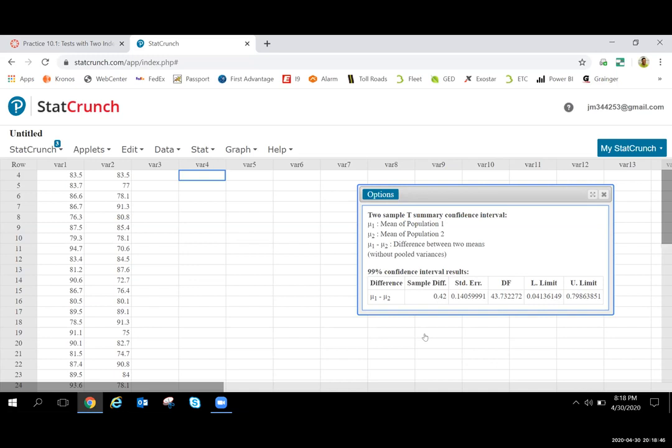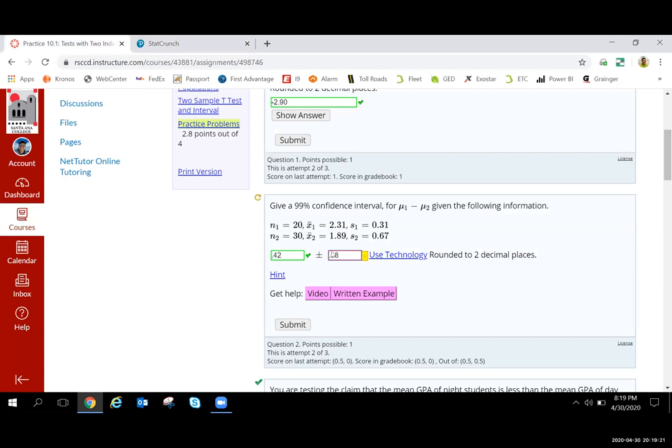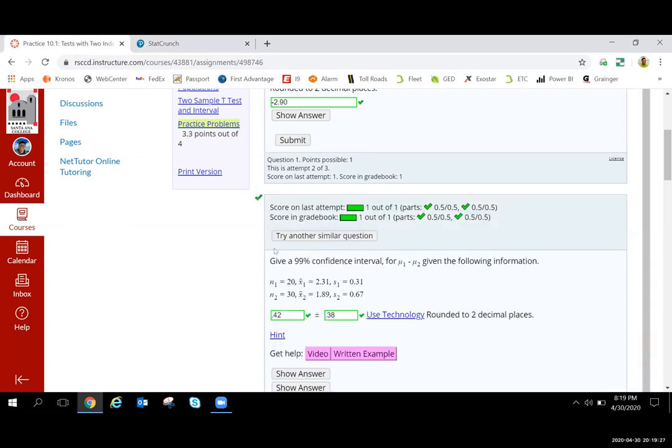Okay, so that's the middle, right? Mm-hmm. Okay, so the sample difference is 0.42. So what we have to do is take the upper limit minus the sample difference. So we want the upper limit, which is 0.798, or roughly 0.80 if you wanted to round it. It's 0.80 minus 0.42. That's going to get you your margin of error, and that's what they're looking for. So it was 0.38. Is that what it was? Yeah, that makes sense.